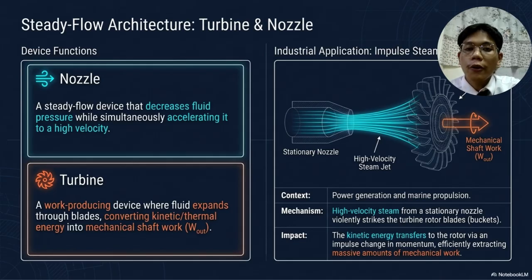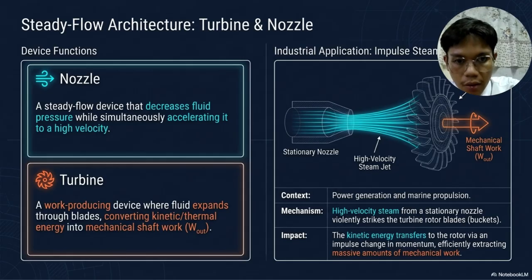Assalamualaikum warahmatullahi wabarakatuh. My name is Muhammad Ikwan bin Muhammad Noor, matrix number CD250058, and now I'm going to present about steady flow devices. Firstly, the combination of turbine and nozzle. What is a nozzle? It is a steady flow device that decreases fluid pressure while simultaneously accelerating it to a high velocity.